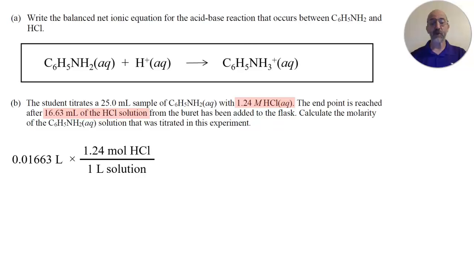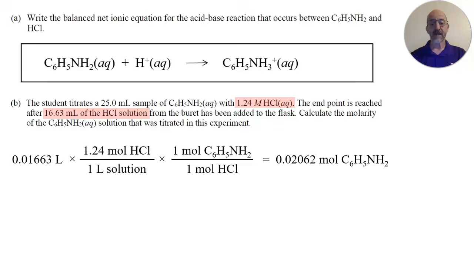Now, you may recognize that there is a 1-to-1 ratio in our equation from part A. So there's 1 mole of aniline for every 1 mole of that strong acid. Now, the number I got on my calculator by doing 0.01663 times 1.24 is not only the number of moles of HCl, it is also the number of moles of aniline. This is not my answer to part B, but it gets me closer to my answer. Remember, there's a difference between moles and molarity.